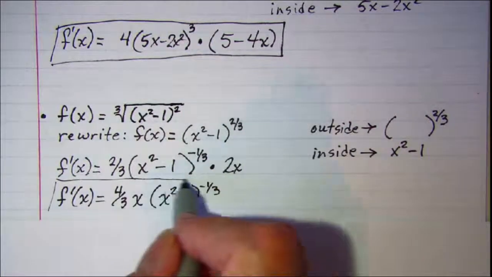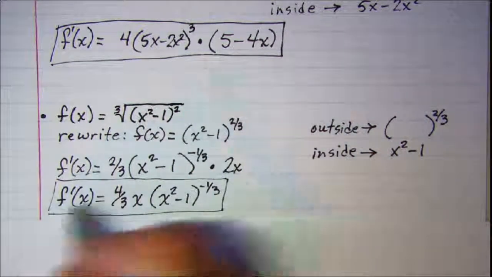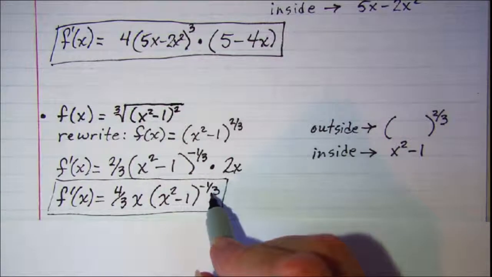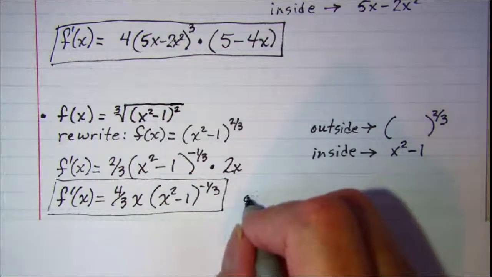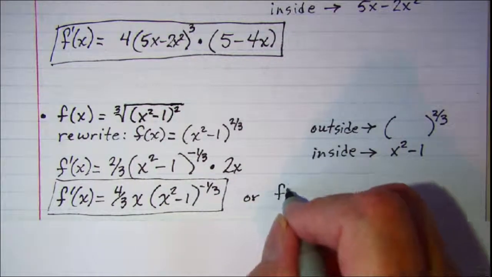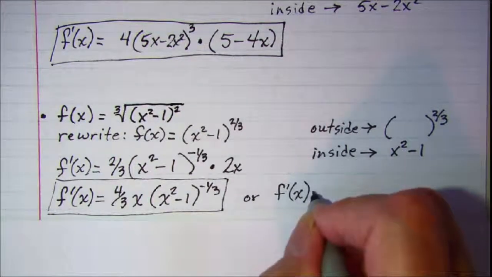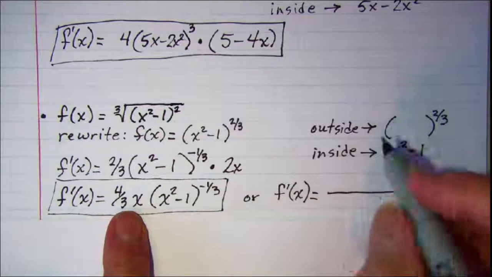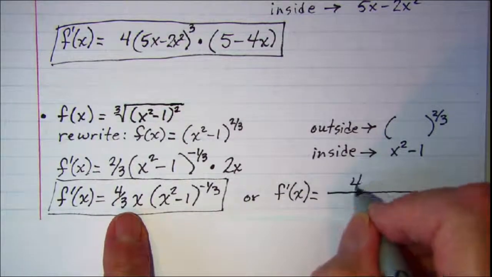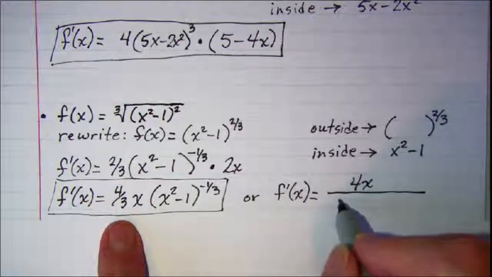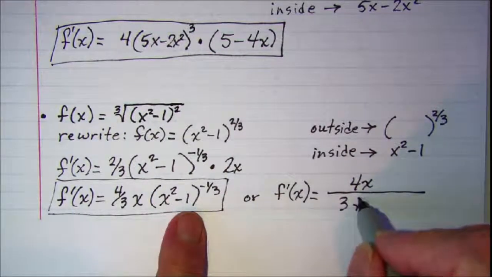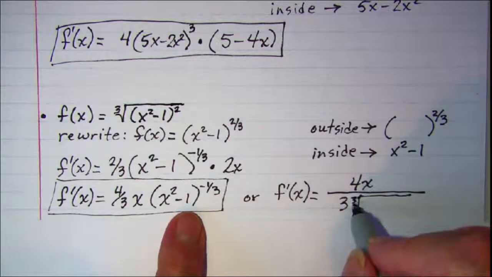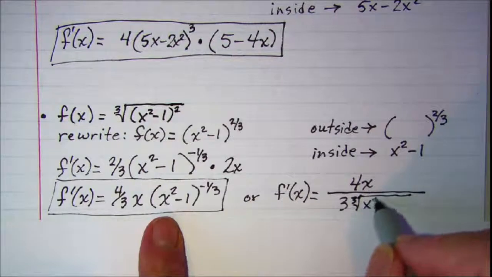Or if you wish to write this with positive exponents, we could write this as f prime equals 4x in the numerator, and then 3 times the cube root of x squared minus 1.